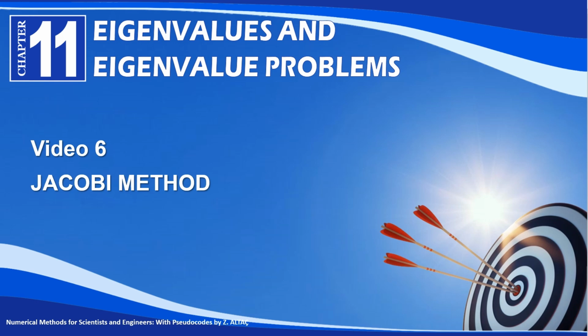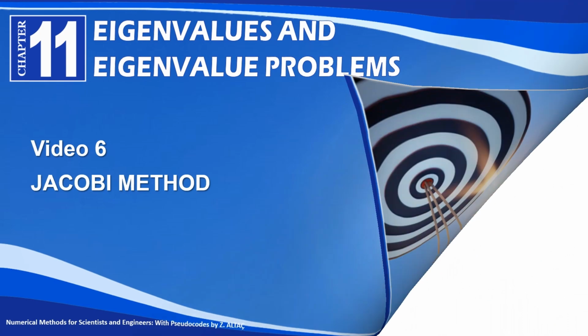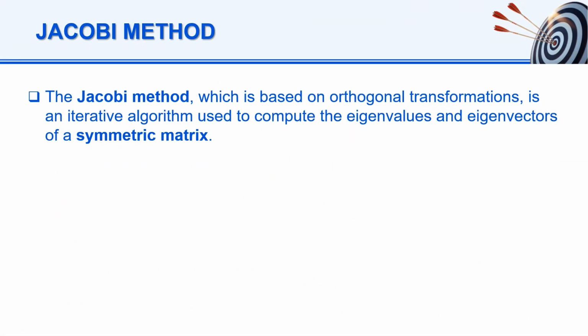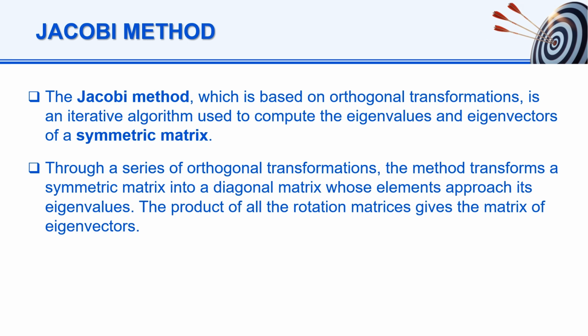Video 6. Jacobi Method. The Jacobi method, which is based on orthogonal transformations, is an iterative algorithm used to compute the eigenvalues and eigenvectors of a symmetric matrix. Through a series of orthogonal transformations, the method transforms a symmetric matrix into a diagonal matrix whose elements approach its eigenvalues. The product of all the rotation matrices gives the matrix of eigenvectors.